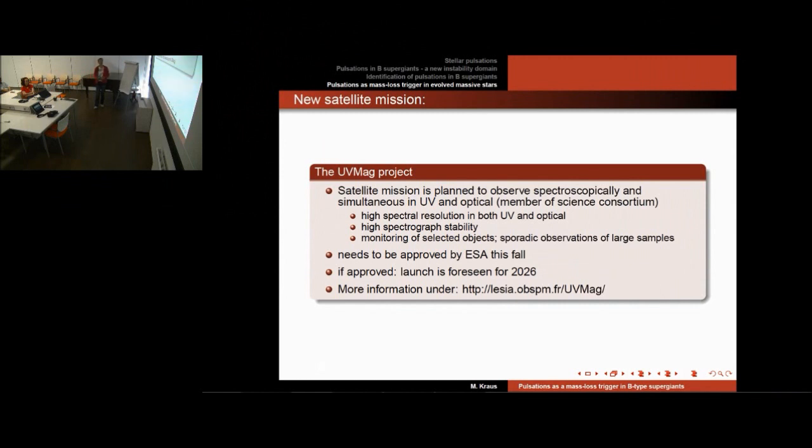Right now, we are preparing a proposal that should be submitted to ESA this fall. And if that will be approved, then it will be launched sometime in 2026, which seems to be very far in the future, but we have time to develop theory until then and be prepared. And if you're interested, there is this web page, and you can find all the information available right now on this mission. So that's all I wanted to say.